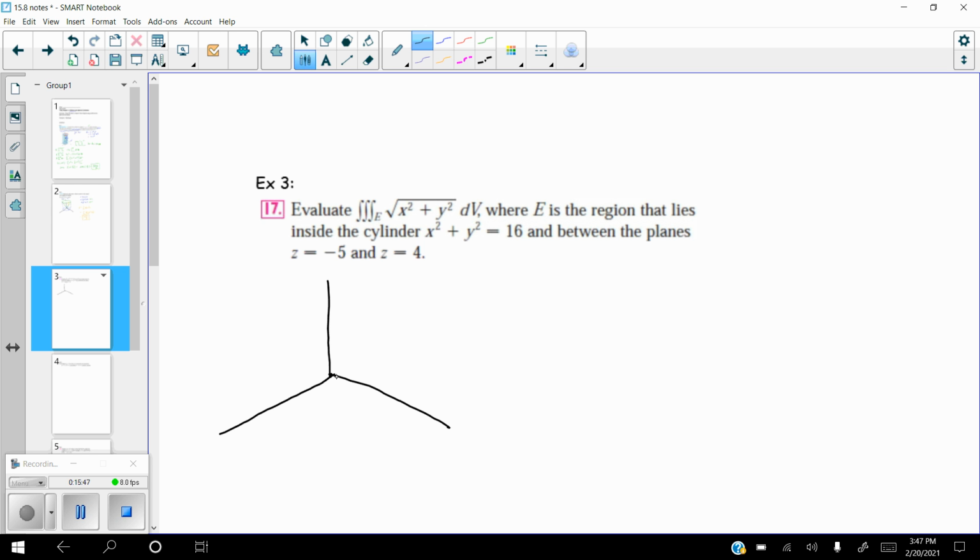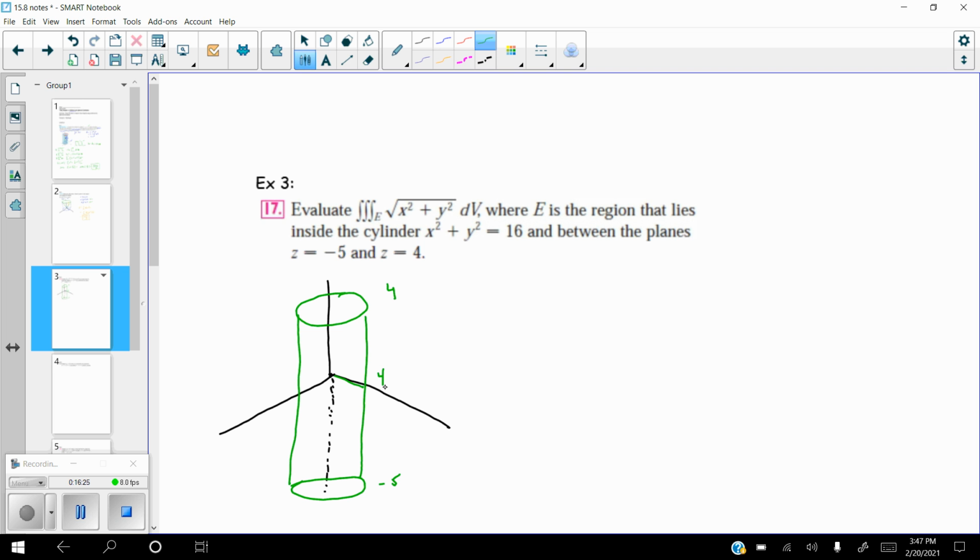It's just going to be a cylinder around the z-axis with a radius of 4, but it's going to go from z equals -5 to +4. The good thing is those are flat planes parallel to the xy plane, so this really should not be very difficult. We're going to say that right there is the top. It's going to go all the way down till z equals -5. So that's -5, that's +4. It's got a radius of 4. So there's a pretty good sketch for us.